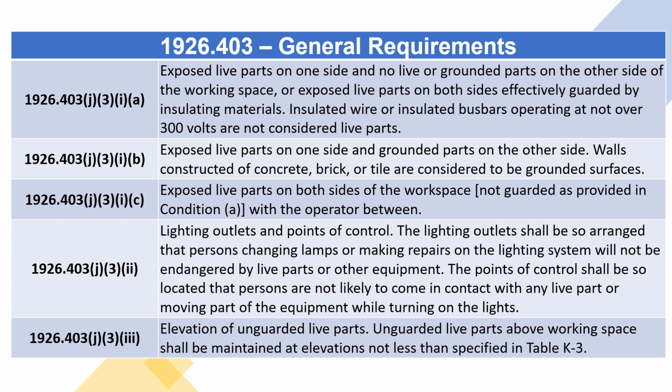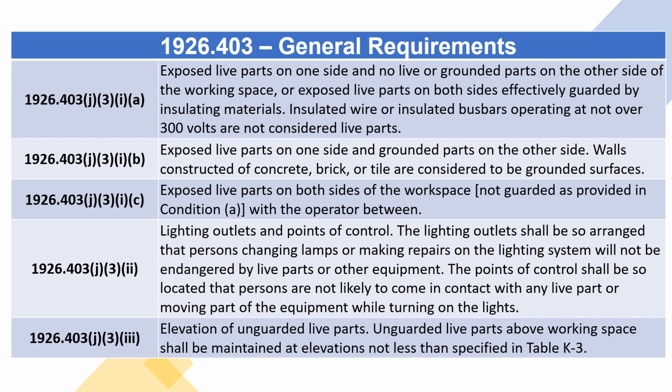1926.403 J3I Exposed live parts on both sides of the workspace not guarded as provided in condition A, with the operator between. 1926.403 J3 Lighting outlets and points of control. The lighting outlets shall be so arranged that persons changing lamps or making repairs on the lighting system will not be endangered by live parts or other equipment.